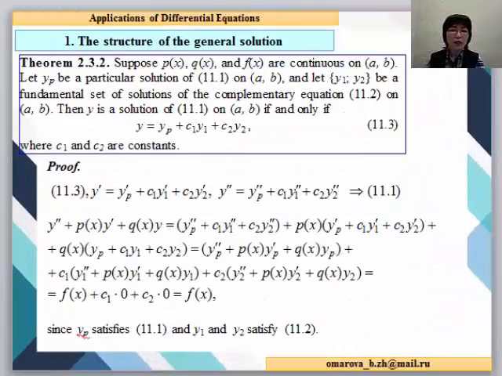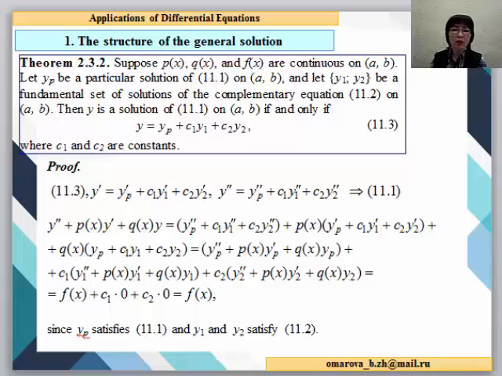Let's consider the second theorem. Suppose the functions p, q, and f are continuous functions on the interval a, b. Let y sub p be a particular solution of the equation 11.1 on the interval a, b. Let y sub 1 and y sub 2 be a fundamental set of solutions of the complementary equation 11.2 on the interval a, b. Then y is a solution of the equation 11.1 on the interval a, b if and only if it satisfies the following equality 11.3, where c sub 1 and c sub 2 are arbitrary constants.